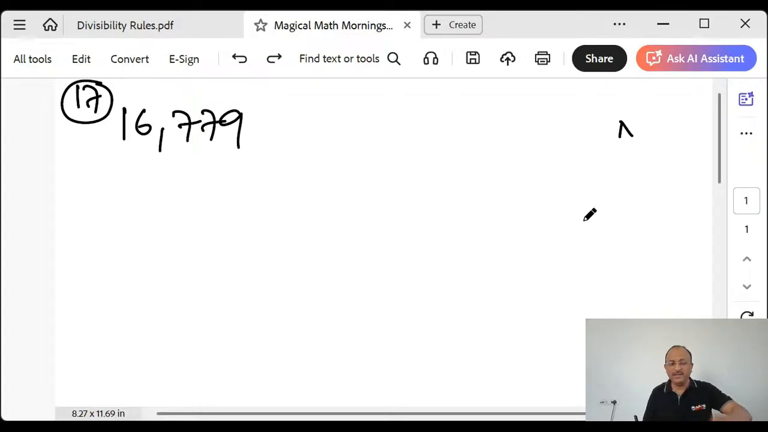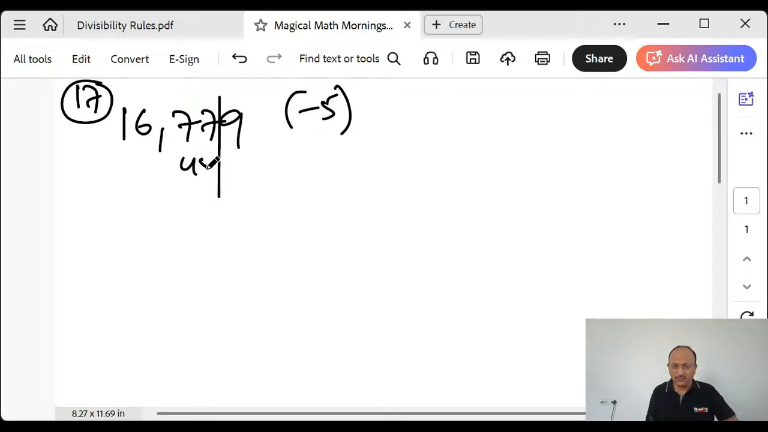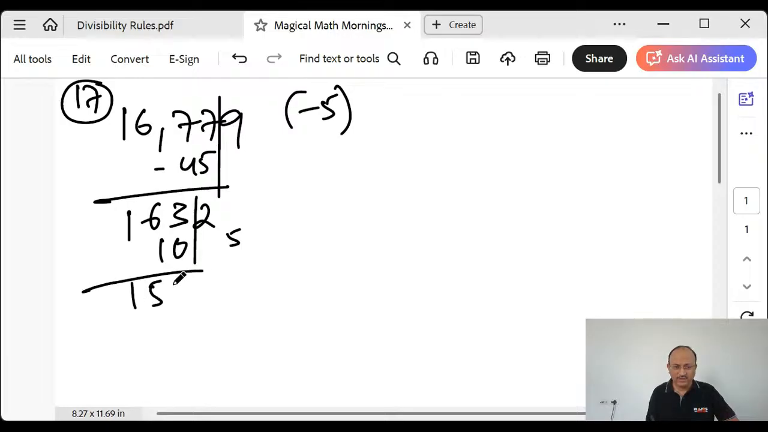It is divisible by 7. What is the rule for 17? It is minus 5. 5 nines are 45. Subtract it: 2, 3, 6, 1. Then again 5 twos are 10. You will get 153. Yes, 17 nines are 153. Correct? No? It is divisible by 17. Yes.